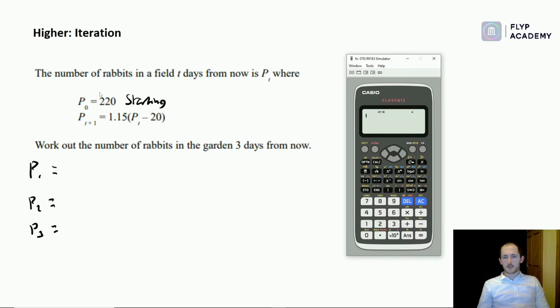So what I like to do is I take the initial value, and again this works for both types of iteration questions. You take whatever p0 is, press equals. So now the ANS button is that value. And this is exactly what you type. You enter this expression into your calculator exactly as it is, okay? And you replace the variable bit with the ANS button. So 1.15 ANS minus 20. Now every time you press equals, you'll get the next one along. So p1 equals gives you 230.